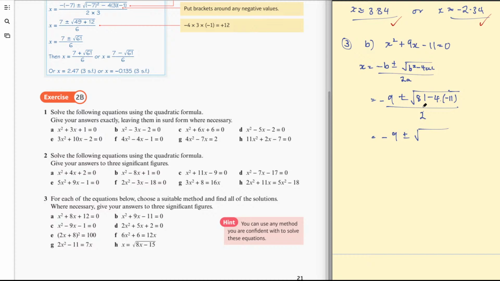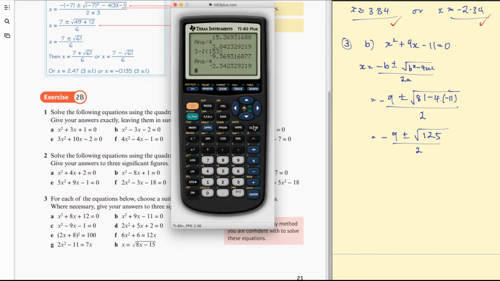That will be 125, right? 125. And you could simplify this surd, but as we're putting it into a calculator, there's no real need to simplify the surds. So let me just double check that. 81 plus 44, 125. So then we have negative 9 plus the square root of 125 divided by 2. That's my first solution.